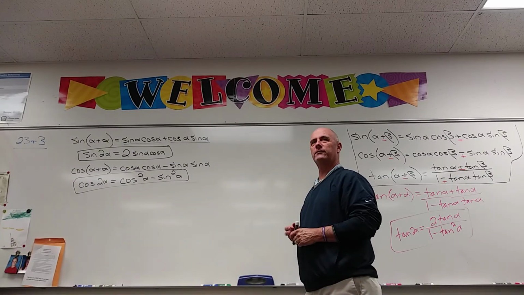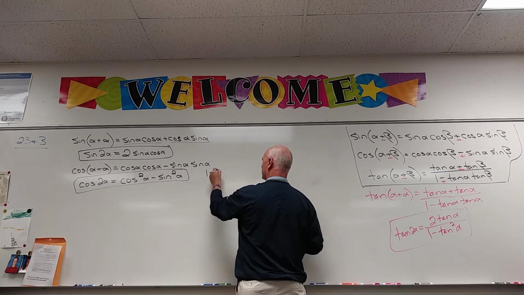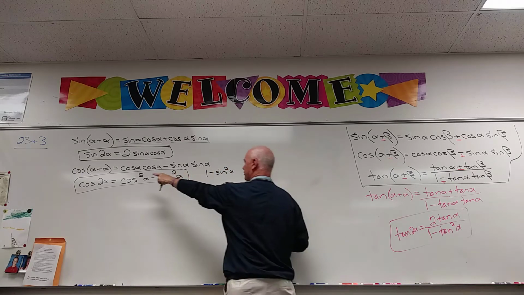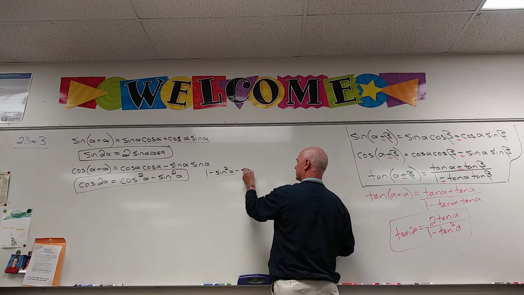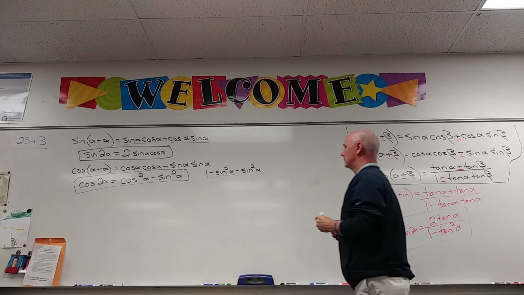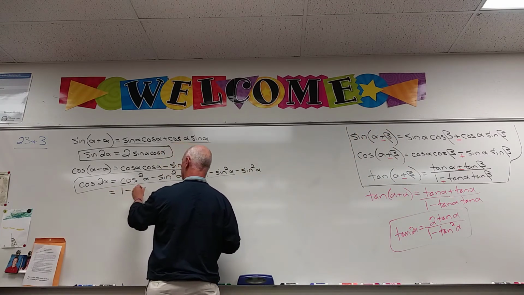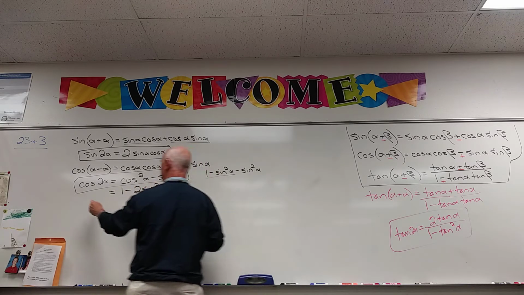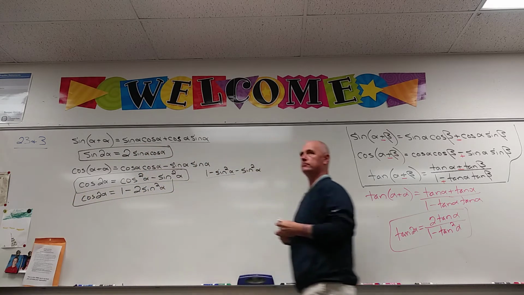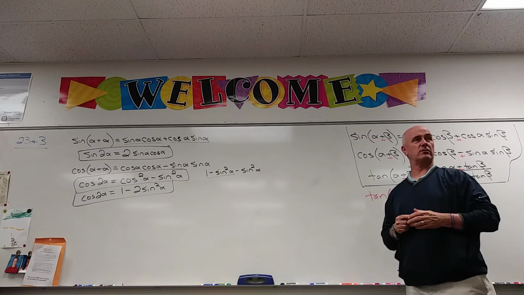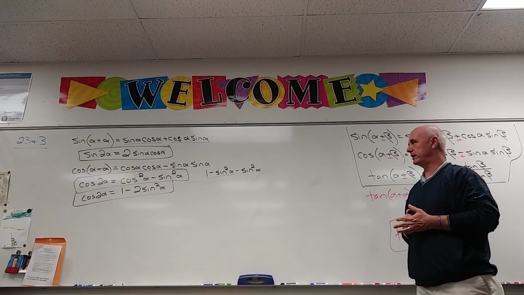Can I write cosine squared of alpha another way? Cosine squared of alpha would be 1 minus sine squared of alpha. So 1 minus 2 sine squared of alpha is another version of the double angle formula for cosine. Does that make sense? It's the same formula, right? We just replaced cosine squared of alpha with 1 minus sine squared of alpha.